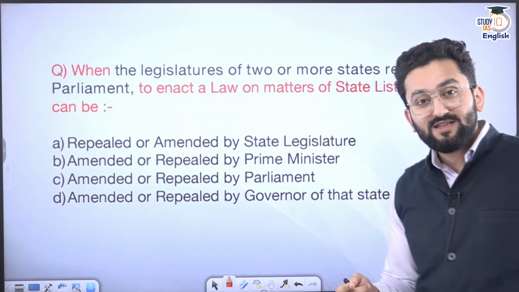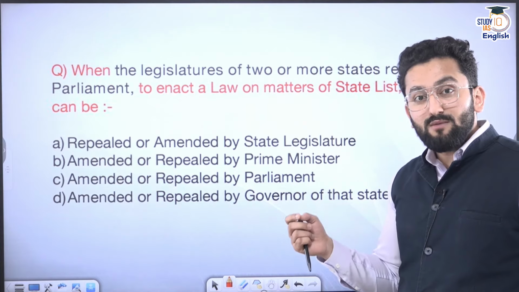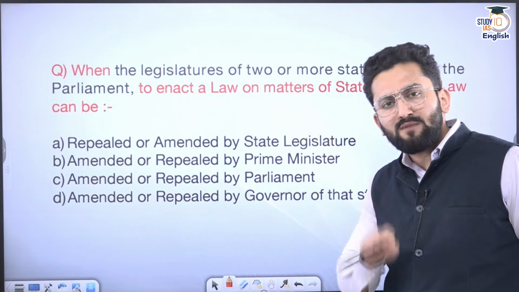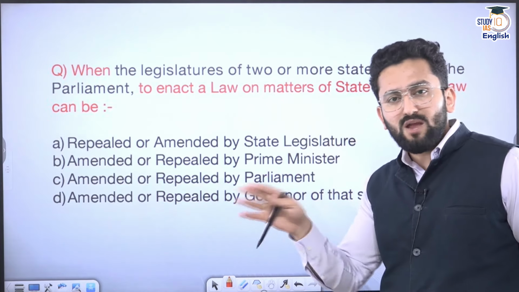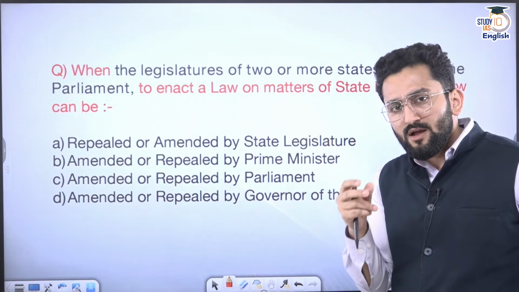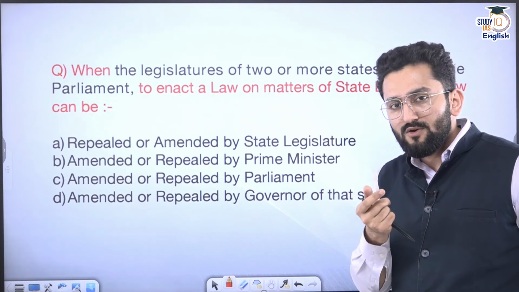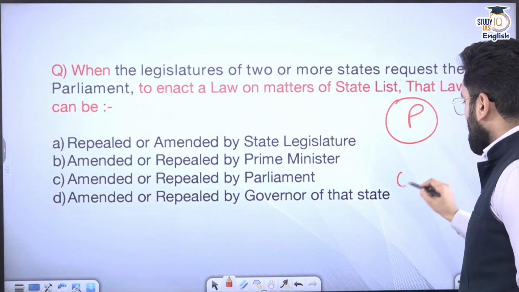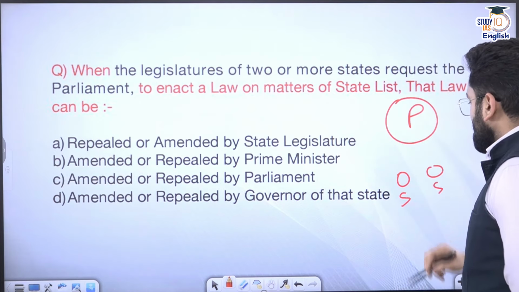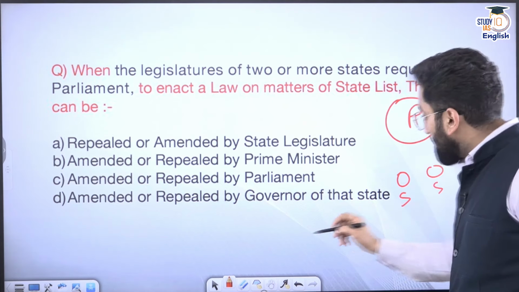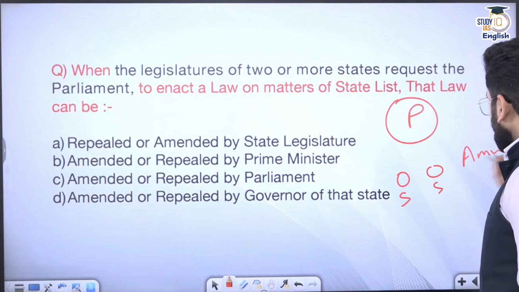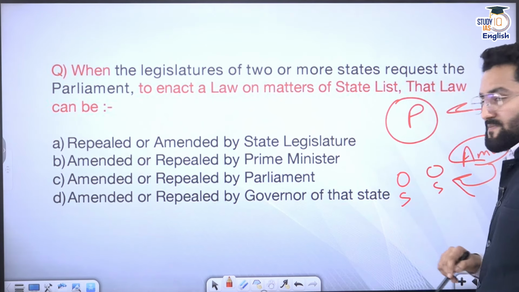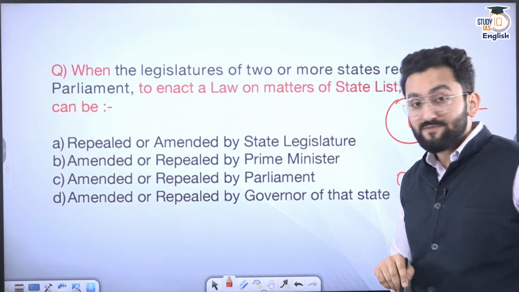This is a good question, because in our discussion, when we are talking about the case of 2 or more states requesting Parliament, we just discussed that yes, Parliament can make law in this regard, and this law will be applicable to these states. But what about power to amend law, power to repeal law? So if law is made here and it is applicable to these states, now power to amend this, change this law, will be with these states or will be with Parliament? Right? This is the question.